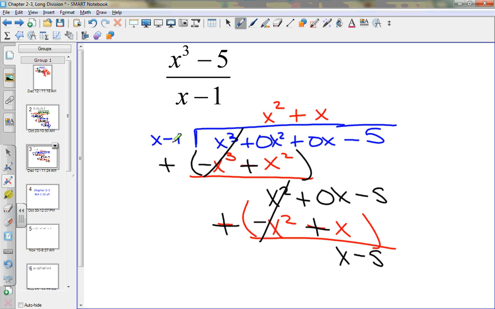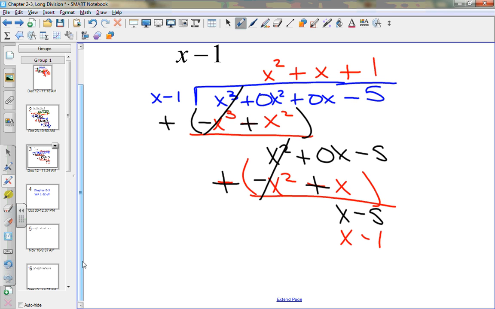What do I multiply x by to get x? 1. So I'm going to multiply this by 1 up here. So 1 times x is x. 1 times negative 1 is negative 1. Distribute the negative, and what happens? This becomes a positive minus. I don't care what you do as long as you don't screw up the problem. This cancels out, you get negative 4 left over. What is that negative 4?